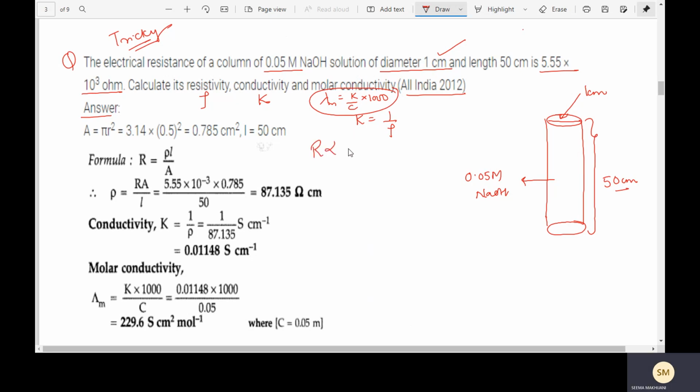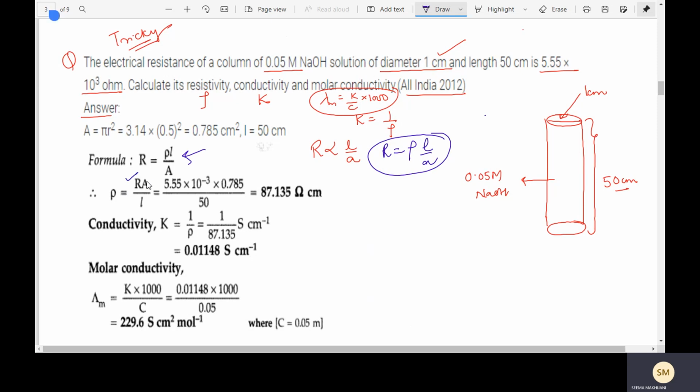Resistance is directly proportional to length of the conductor upon area of cross section according to Ohm's law, and we write it further as resistance is equal to rho, the proportionality constant, L by A. So this is what we are going to use in this question. Resistance का value दिया हुआ है.